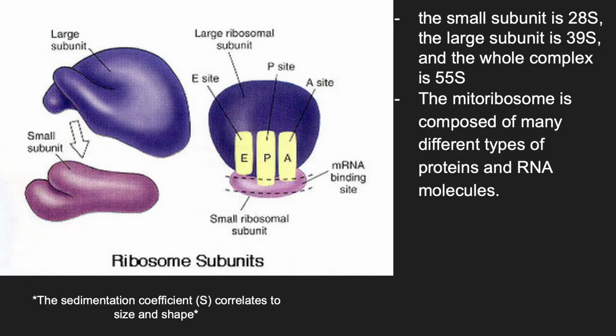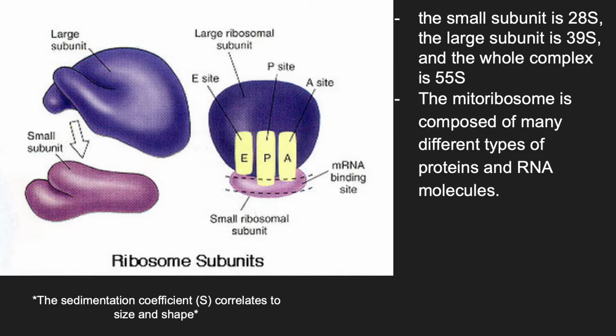The mitoribosomes are composed of a large and small subunit, just like the ribosomes found in the cytosol. In mammalian ribosomes, the small subunit is called the 28S, while the large subunit is called 39S. The whole mitoribosome has a size of 55S. The mitoribosome is composed of many different types of proteins and RNA molecules.